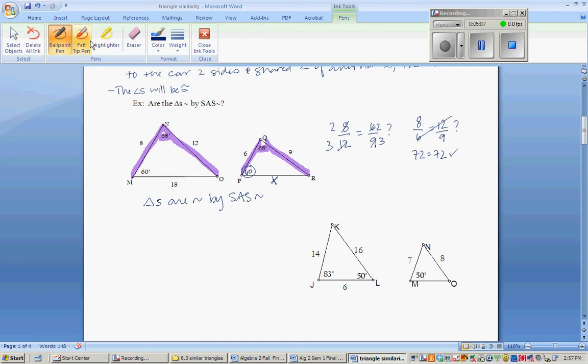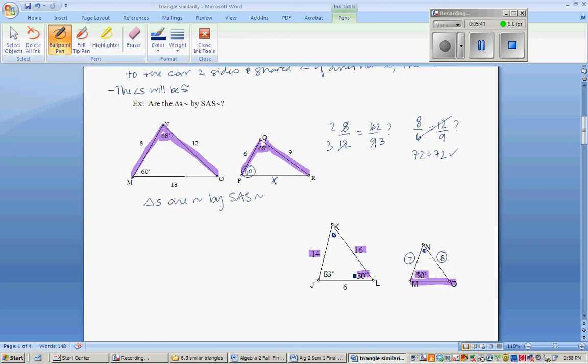This second one, yes, we do have an angle in common, a 50 and a 50. It is not in between the same two sides. We have no idea what is happening down here with MO. If this had been a 3, we could say it was SAS, but we can't. Here we have a set of proportional sides. 14 to 16 is indeed equal to 7 to 8. But again, the angle that's shared between them, we have no information on.